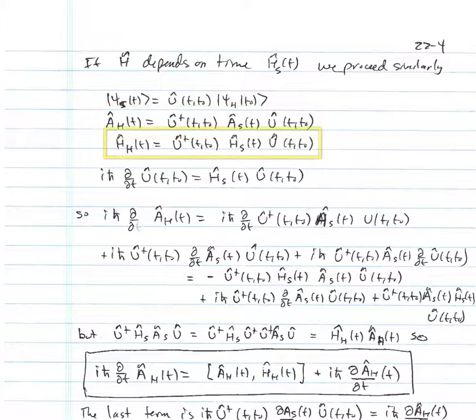We also find that now the Heisenberg Hamiltonian will develop time dependence, and the Heisenberg Hamiltonian in this picture will be U dagger of t, t0, H Schrodinger of t, U of t, t0. I do want to caution you that this Heisenberg Hamiltonian does not satisfy the same time-dependent Schrodinger equation with a wave function as the Schrodinger Hamiltonian does.